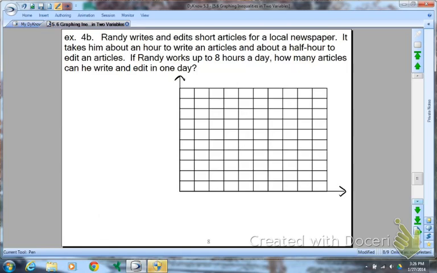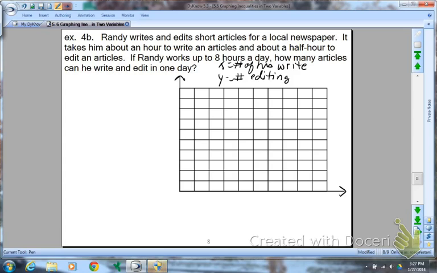Randy writes and edits short articles for a local newspaper. It takes him an hour to write an article and about a half hour to edit an article. If Randy works up to 8 hours a day, how many articles can he write and edit in one day? So what is X going to stand for? Number of hours you spend writing. And Y stands for the number of hours editing.